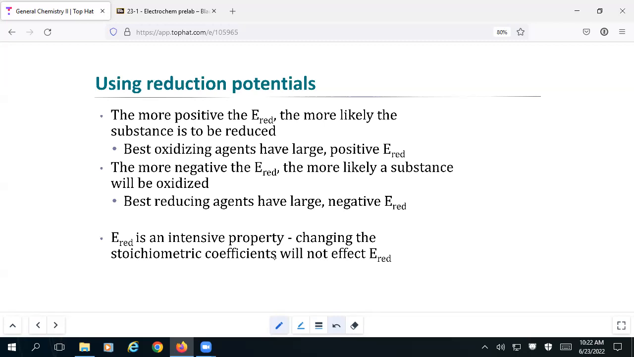Important difference and distinction. Because again, we've been in this class for 20 days. That's the equivalent of 12-ish weeks of class. Everything we've done so far has been the exact opposite. Oh, you multiply the equation by 2? You better multiply that delta H by 2. You better square the coefficient. Not so here.